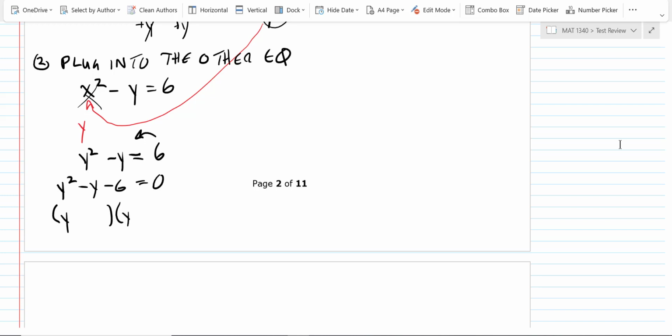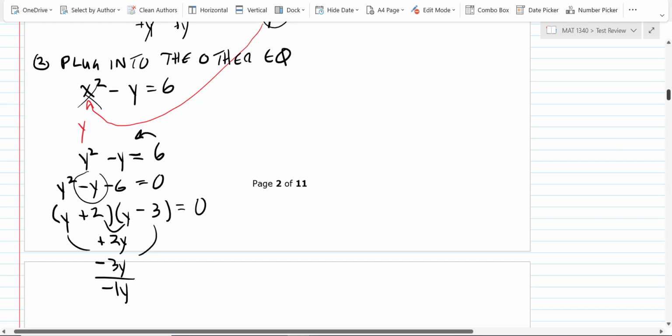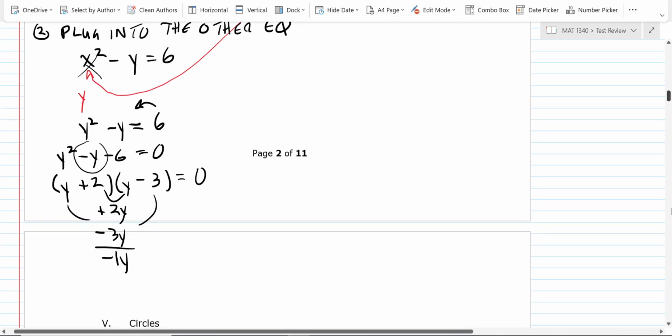So we just draw two parentheses. We got y and y, and we'd have 2 and 3 to get 6. The outside term would be 3y. We're trying to make that add up to that middle term, negative y. So how do you make 2 and 3 add up to negative 1? Thank you, negative 3 and positive 2. Okay, so we got that. We've been doing this kind of factoring a lot all semester, so you can tell me what the answers are in your head now, I think.